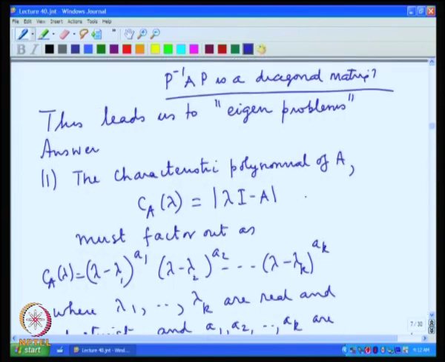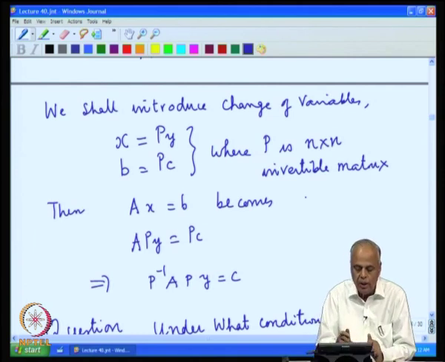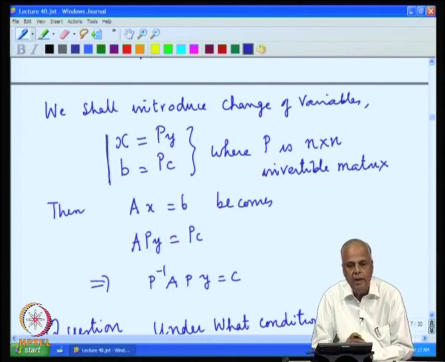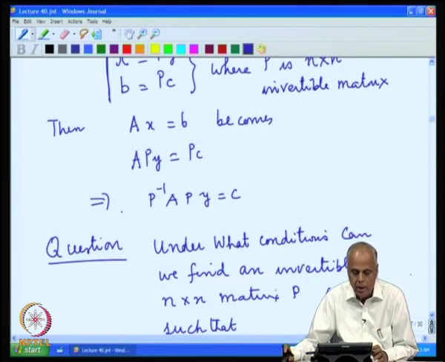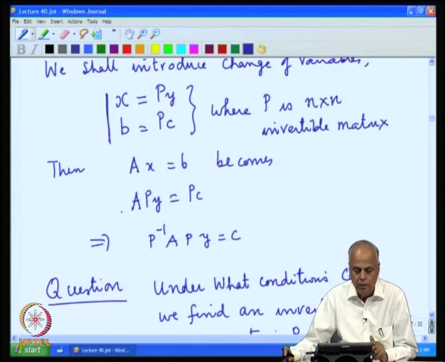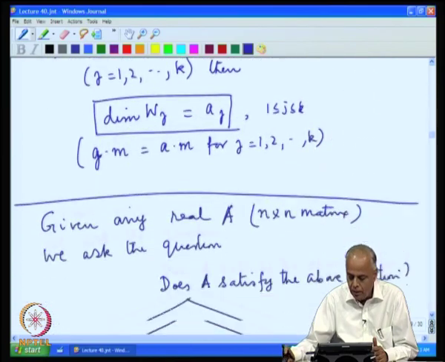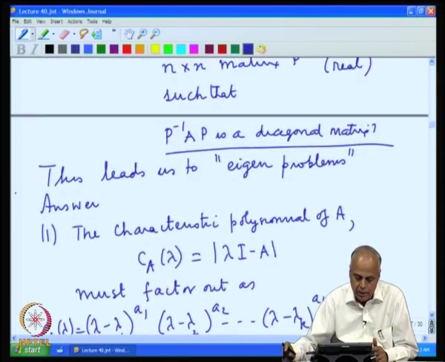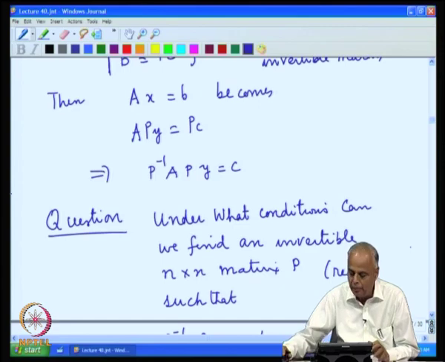Remember, this question arose because of the requirement for the change of variables. If you look at the change of variables, we use the same matrix P for changing the variable x as well as the variable b. Can we not use two different changes of variables, like x equal to P y and b equal to P c, or x equal to Q y and b equal to R c? So, we asked this: if we change that, then instead of asking P inverse A P to be diagonal, we will ask Q inverse A P to be diagonal.